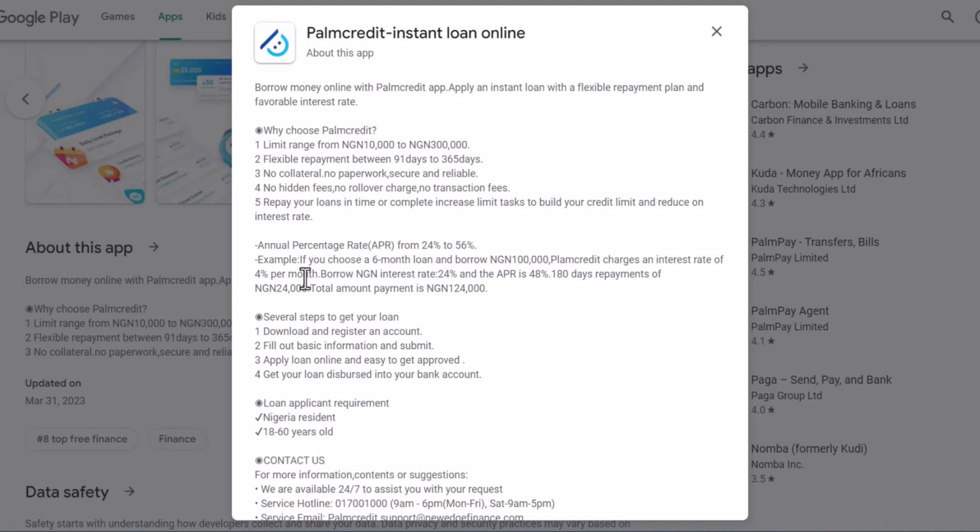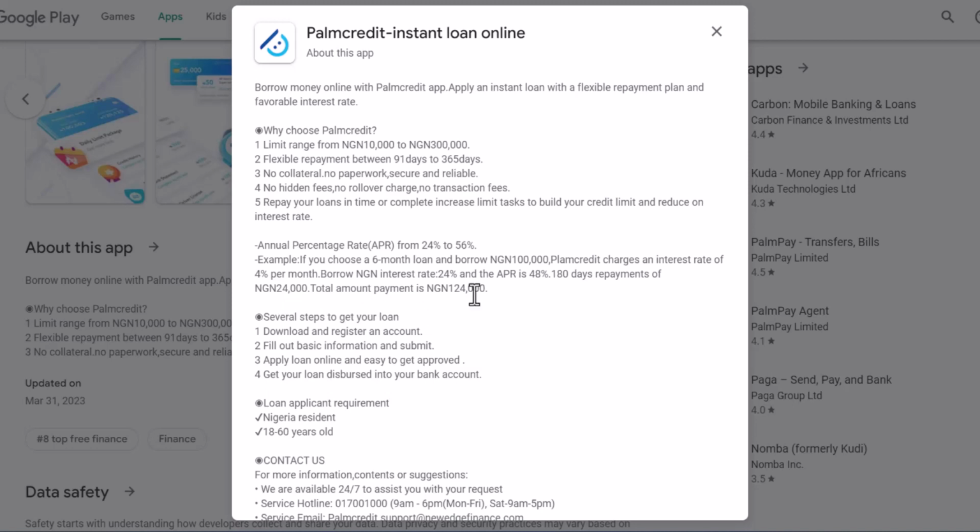So, for example, if you choose to borrow a loan for 6 months, which is up to 180 days, and let's say for instance you borrow 100,000 naira from Palm Credit, they will charge you 4% per month, and the 4% will fall around 24% in just 6 months if you multiply that. So then the APR is around 48%, with the extra charges for probably 8%.